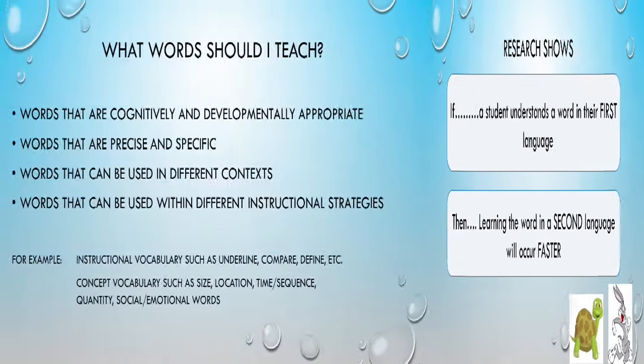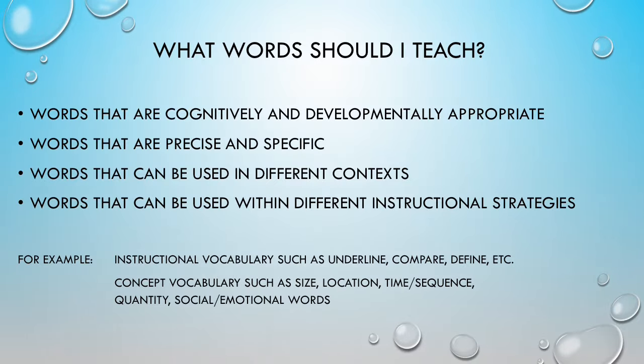Okay? What words do you teach? Well, you want to focus on words that are cognitively and developmentally appropriate. You don't want words that are too advanced, but you don't want words that are too easy either. Think about Vygotsky and the zone of proximal development. You want to be right at their level. You also want to make sure that you use words that are precise. You want words that can be used across different contexts and across different instructional strategies.